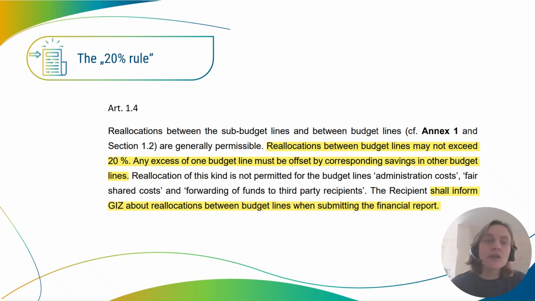That means it does not cover administration costs or forwarding of funds. Your project partners can use the same flexibility within their own budget, but shifting funds between the partners is not allowed. Before you make any changes, especially when it comes to staff costs, it's a really good idea to check in with your EUKI financial advisor just to be on the safe side. And finally, don't forget that any budget shifts need to be reflected in your financial report. And with that in mind, let's move on to own contributions and inventory.